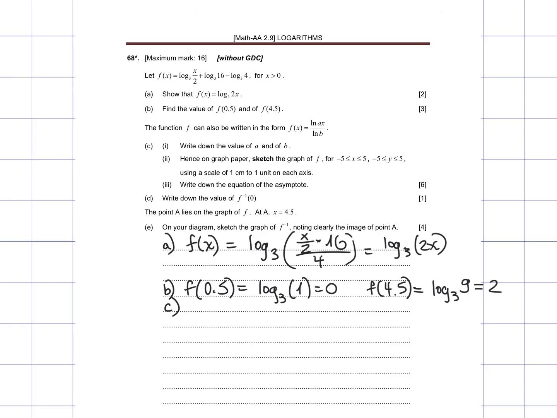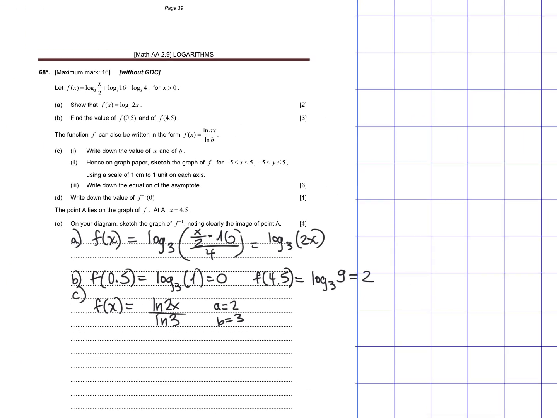So for C, the function can also be written like that. Write down the values of A and B. So we want to change of base. So we've got natural log 2x over natural log 3. So A is 2, B is 3.